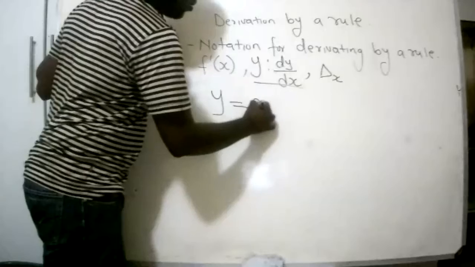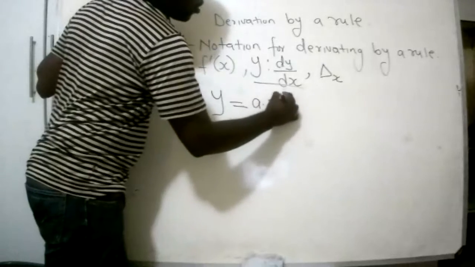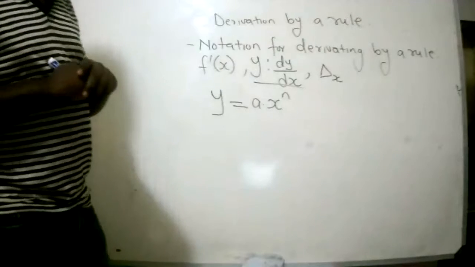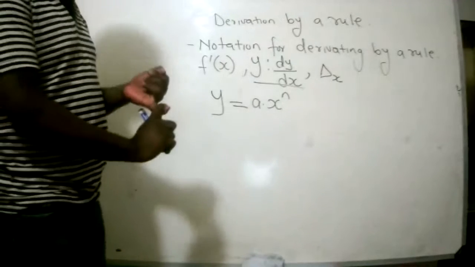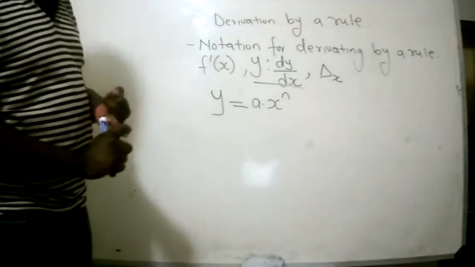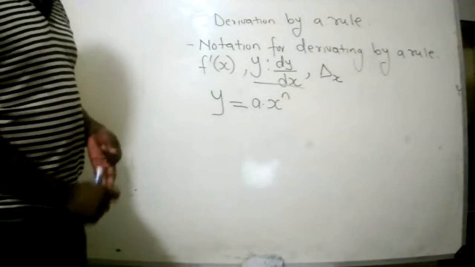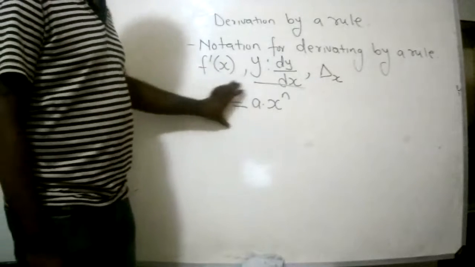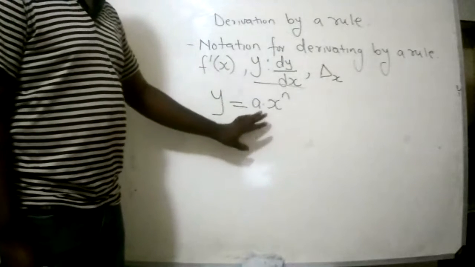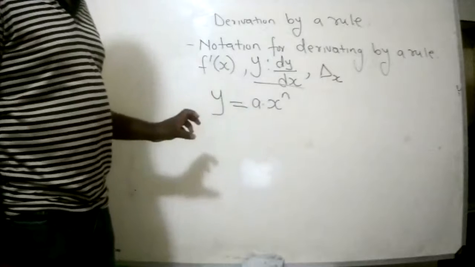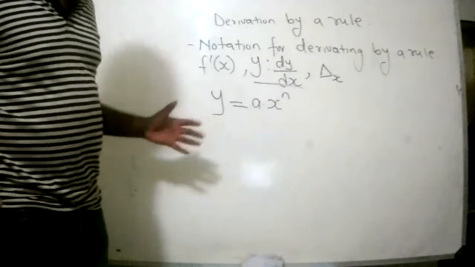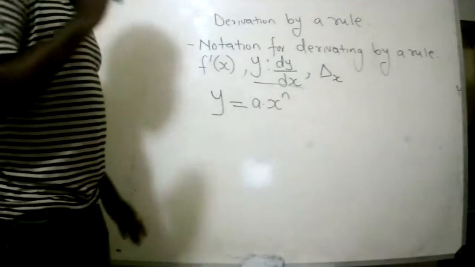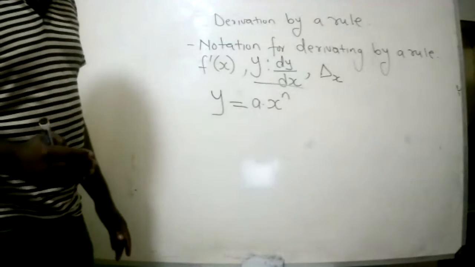A polynomial function of a multiplied by x to the power of n. This polynomial function stands for many different functions like the straight line function, the parabola function, the hyperbola function. They can all be presented in terms of a polynomial function. So you just have to write your function in this form. A polynomial function defines any kind of different functions like the hyperbola, the parabola, and the straight line.